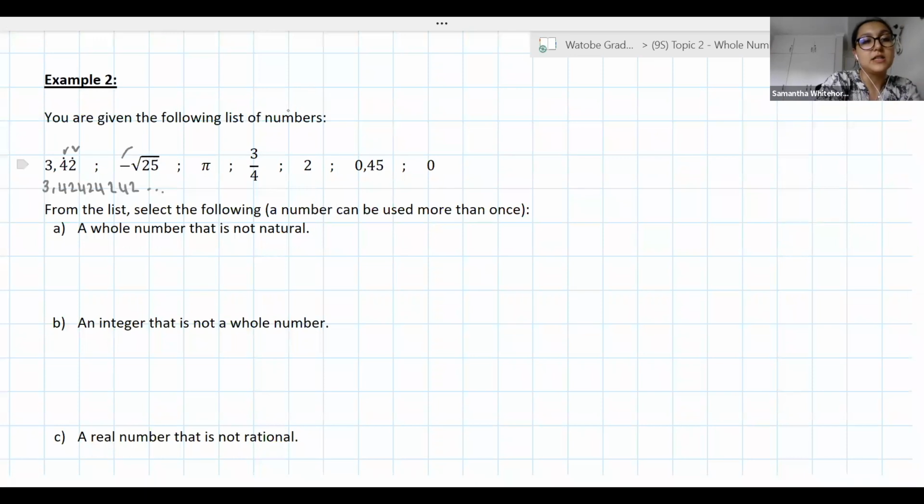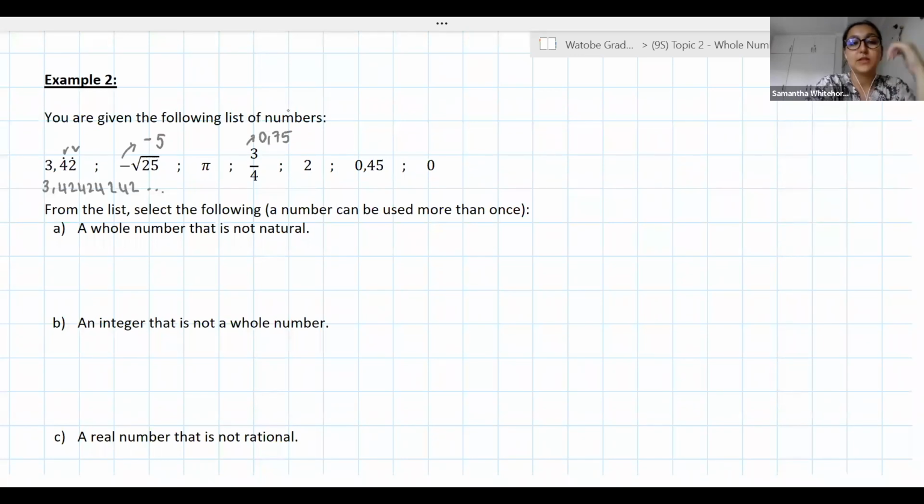If we then go to negative square root 25, we know that the square root of 25 is 5, but we're dealing with the negative of that. So we're actually dealing with negative 5 there. Pi, we know, is 3,141526, and so on, and it keeps going. 3 over 4 is a fraction. We don't really need to write it as a decimal, but if you want to, as a decimal, it's 0,75. We then have 2, which is 2.